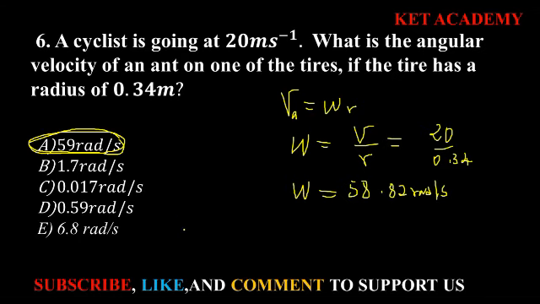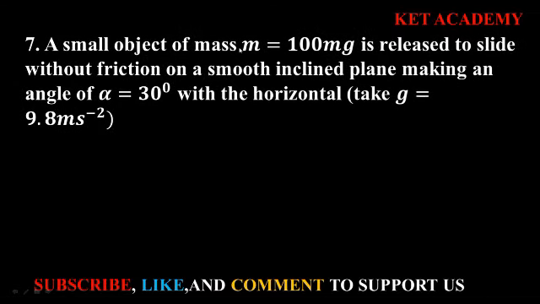So we move ahead. Question 7 says a small object of mass m equals 1000 milligram is released to slide without friction on a smooth inclined plane, making an angle of 30 degrees with the horizontal. Take g to be 9.8. So let's represent this on our diagram. So we have our smooth inclined plane making an angle of 30 here. So this is our object. It's sliding downward here. So this is the direction of slide.